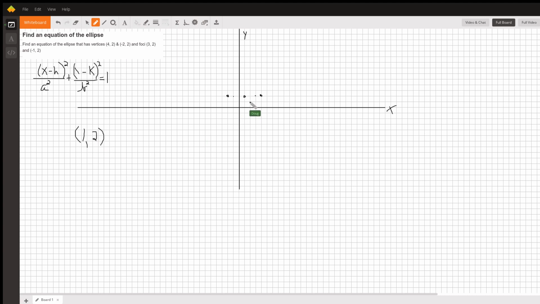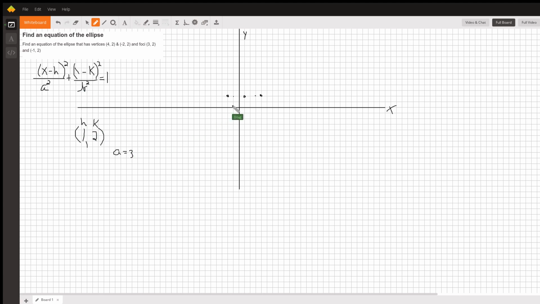And now we know what the value of a is, because a is really the distance from the center of the ellipse to one of the vertices along the major axis. So from 1 to 4 is 3. That tells us that a is 3. And of course, this is h, this is k. Well, all that remains is to find b.